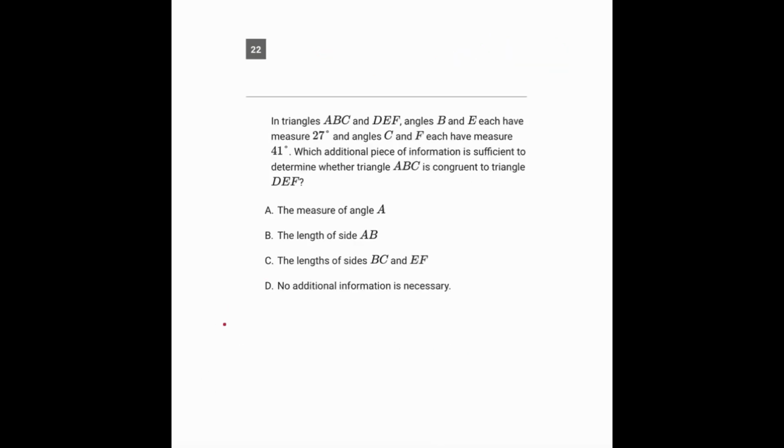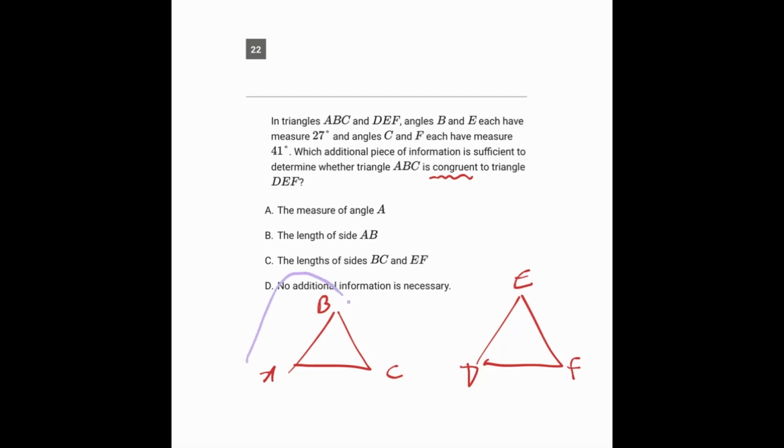Now going to question number 22 here. We have 2 triangles and we're judging whether they're congruent. So let's just draw them as congruent. And let's draw them in the same order. So let's draw A, B, C, and D, E, F. And for both, we drew them in this order, A, B, C, D, E, F.